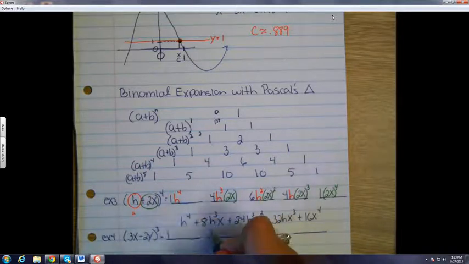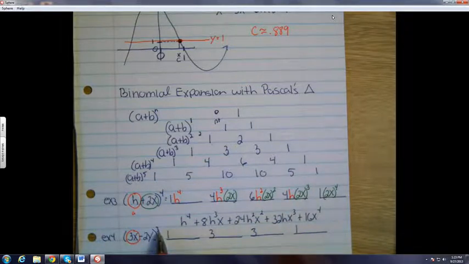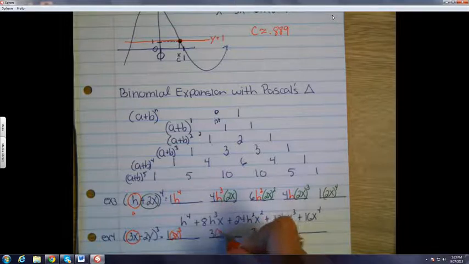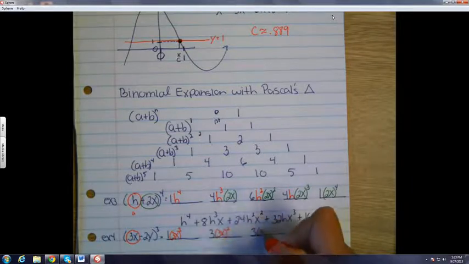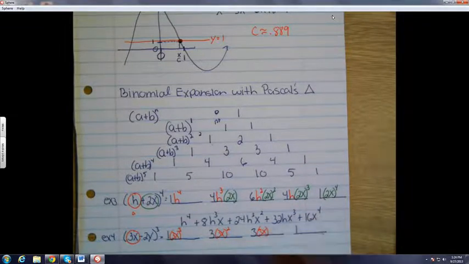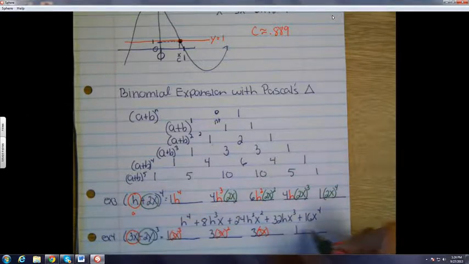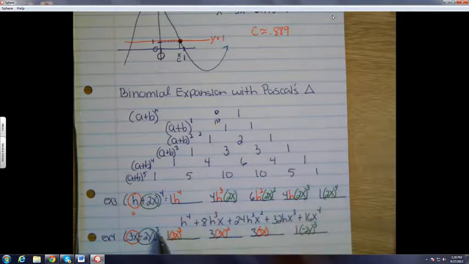1, 3, 3, 1. Now I take my a term, my first one, which is a 3x, and I start it out to this exponent. So it's the quantity 3x to the third because it's cubing, 3x squared, 3x to the first, and then nothing on the 0 because that goes to 1. My b term is a negative 2y, start on the end, put it in parentheses, and put it to the third power because of that, and I'll decrease by 1.